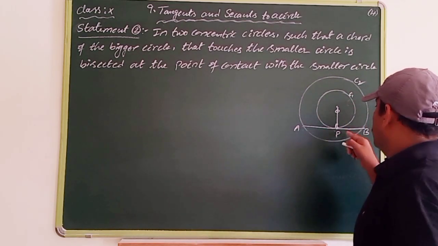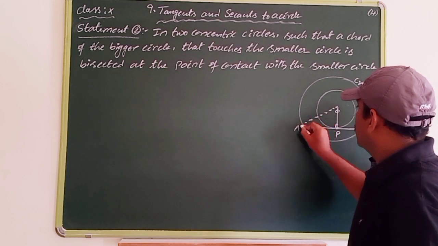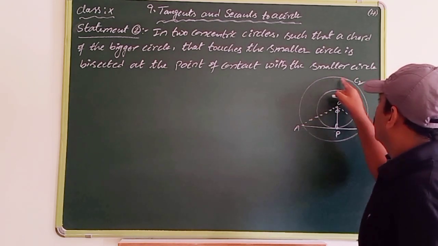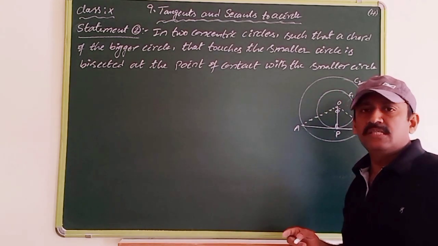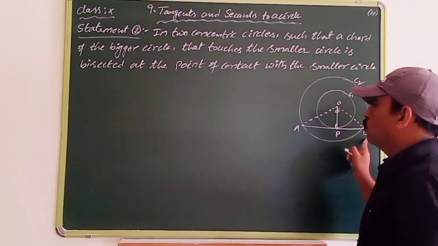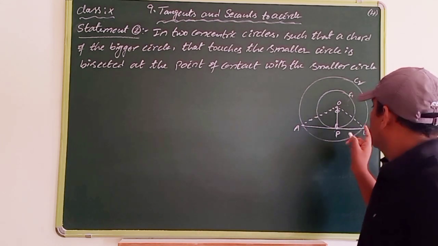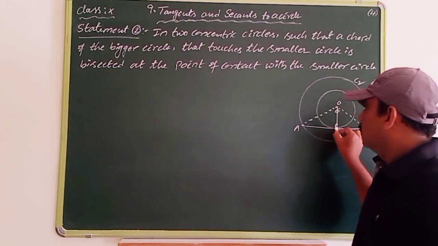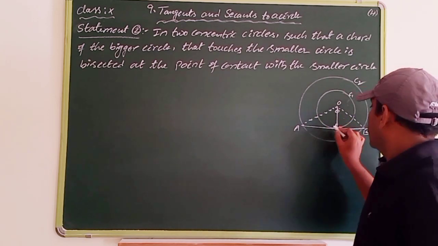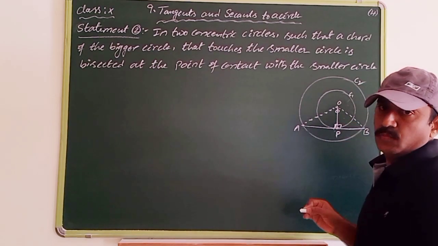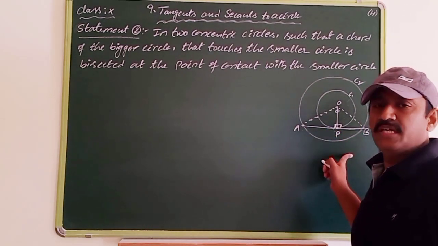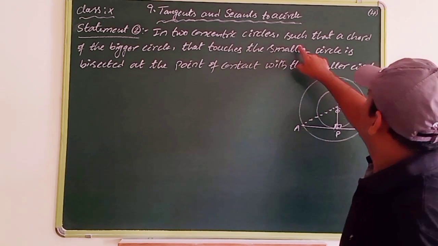So how can we prove? Now we are going to join this one. These are the radii of the bigger circle. So OA is equal to OB because of the radius, and OP is the common side of the two triangles. Now here it is 90 degrees and 90 degrees because the radius is always perpendicular to the tangent. It is a tangent. Who said it is a tangent? Because in the question they have given.